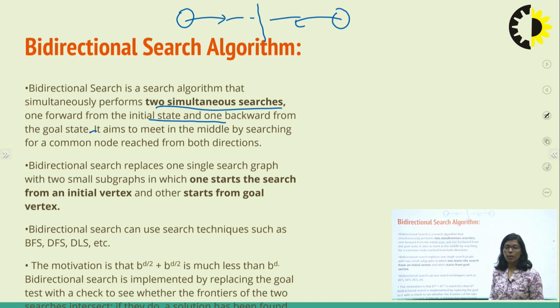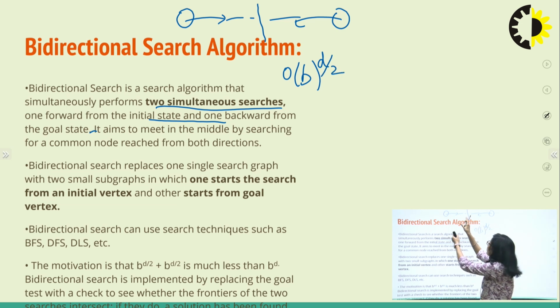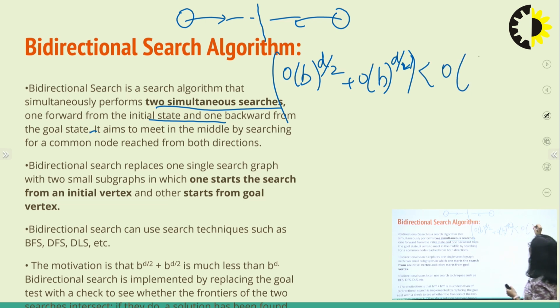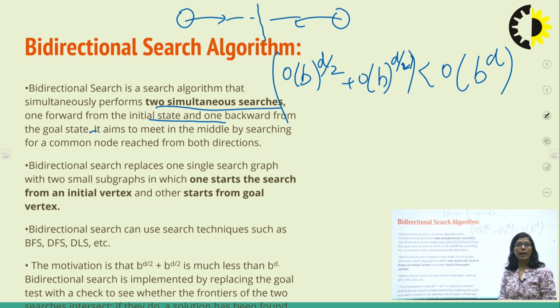Now what is the motivation? The motivation is that if my time complexity for a search algorithm is order of b to the power d, but I split my search space, now my complexity will reduce to half: order of b to the power d by 2 for this and order of b to the power d by 2 for this. Obviously this one is way less than order of b to the power d. So this is our motivation. This is always less than this. Therefore, we can use bidirectional search.